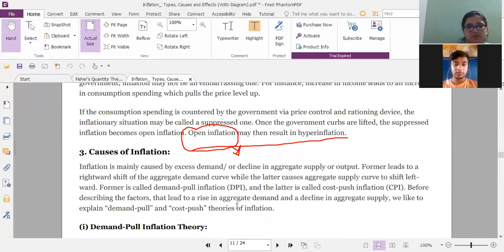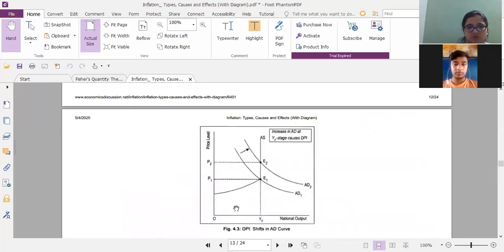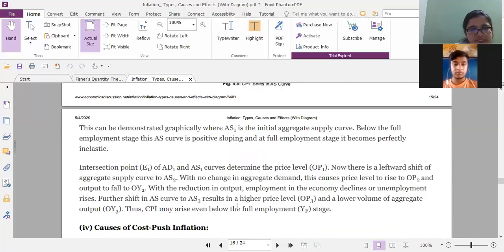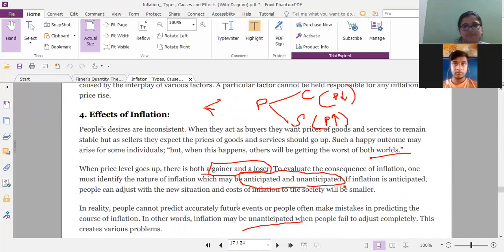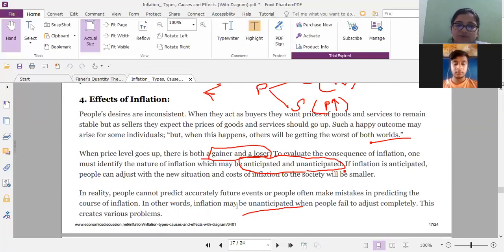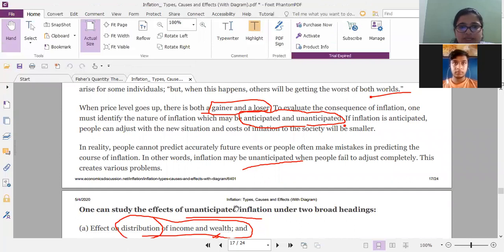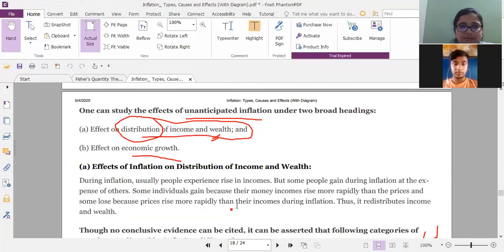That's it. Okay, we are supposed to see effects. I also started with effects, but I could not complete it in the last class. We saw how the effects differ from person to person, right? How inflation affects different kinds of people in different ways, right? We saw that the borrowers are at gain, but lenders are at loss, right?